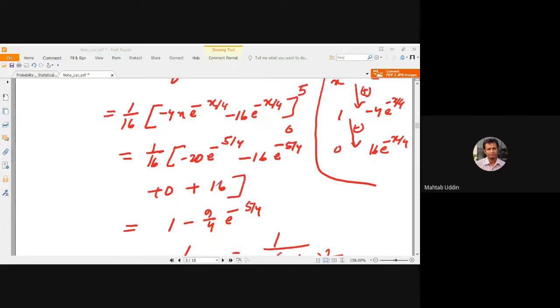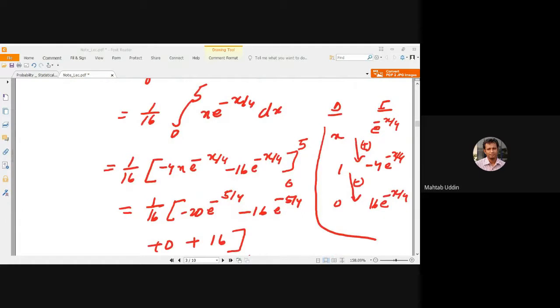You can see if you use this tabular method, then it will be easier. Otherwise, it will be lengthy. So be careful about it.